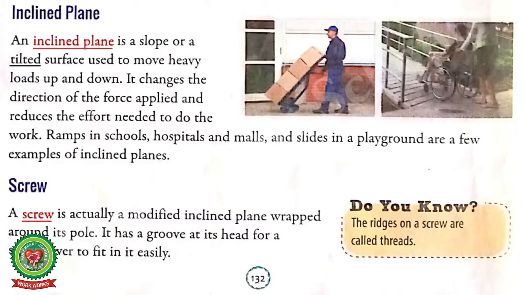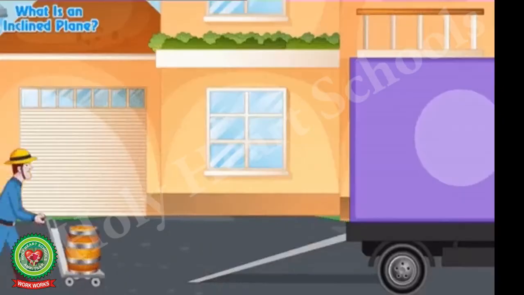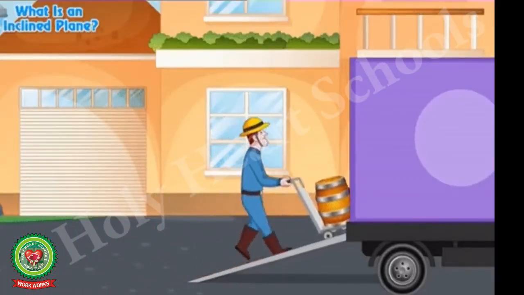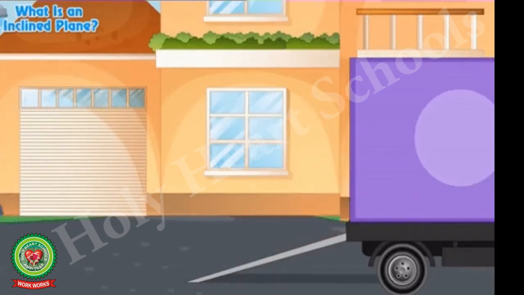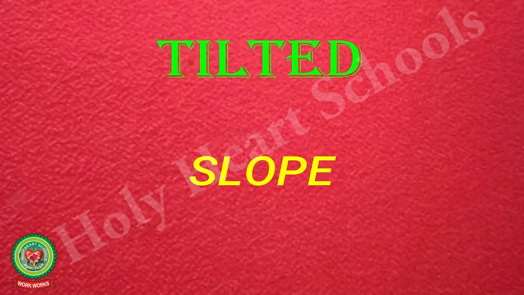Now next topic is inclined plane. Students, an inclined plane is a slope or a flat surface raised at an angle. It is a slope or a tilted surface used to move heavy loads up and down. Underline the word tilted and write down its meaning: slope.